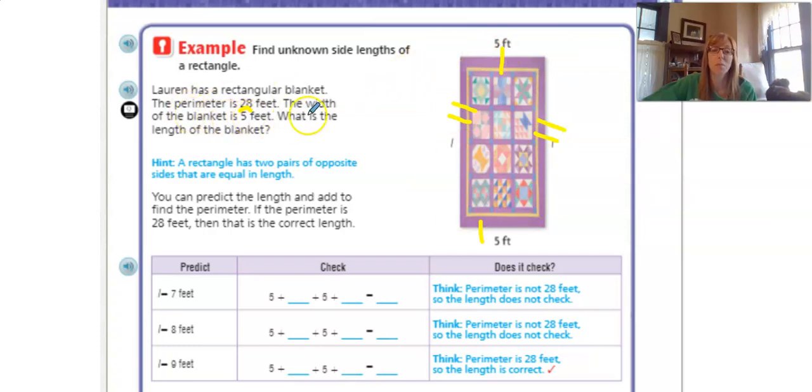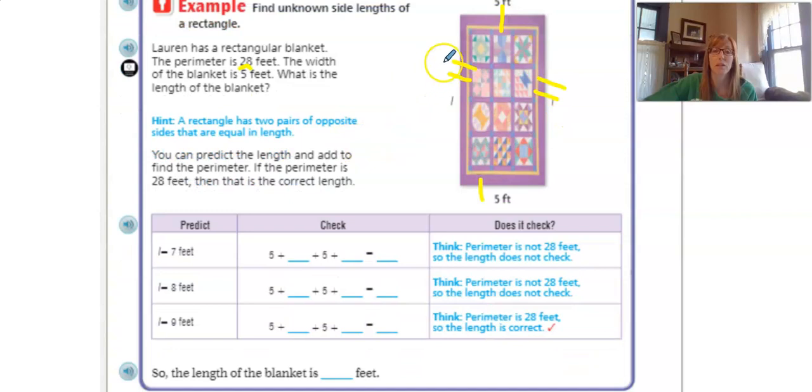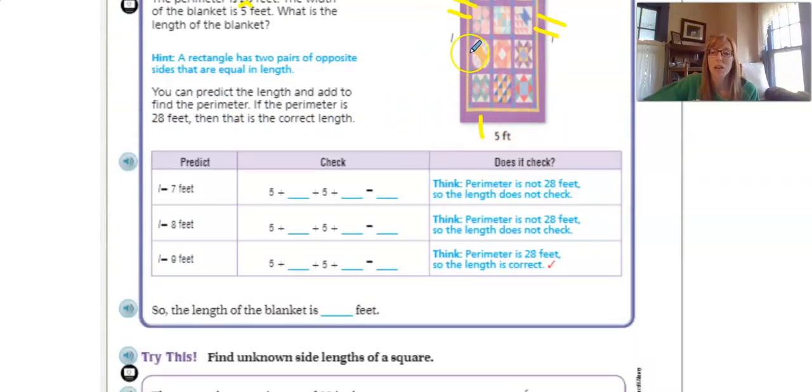The width of the blanket is 5. Here's the width, 5 here and 5 here. So we know we have a total of 10 of the 28 accounted for. What is the length of the blanket? So we have the width, we're looking for the length.